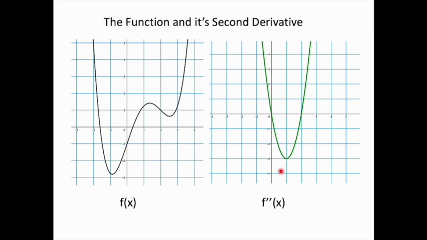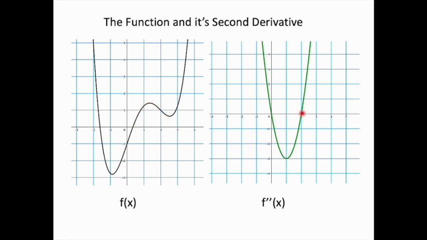When we look at the second derivative, when it's negative, meaning it falls below the x-axis, those values are negative, which means on the function, that's going to be where the function is concave down. So this is telling us between 0 and 2 on the function is going to be concave down. So if you look, between 0 and 2 is concave down.